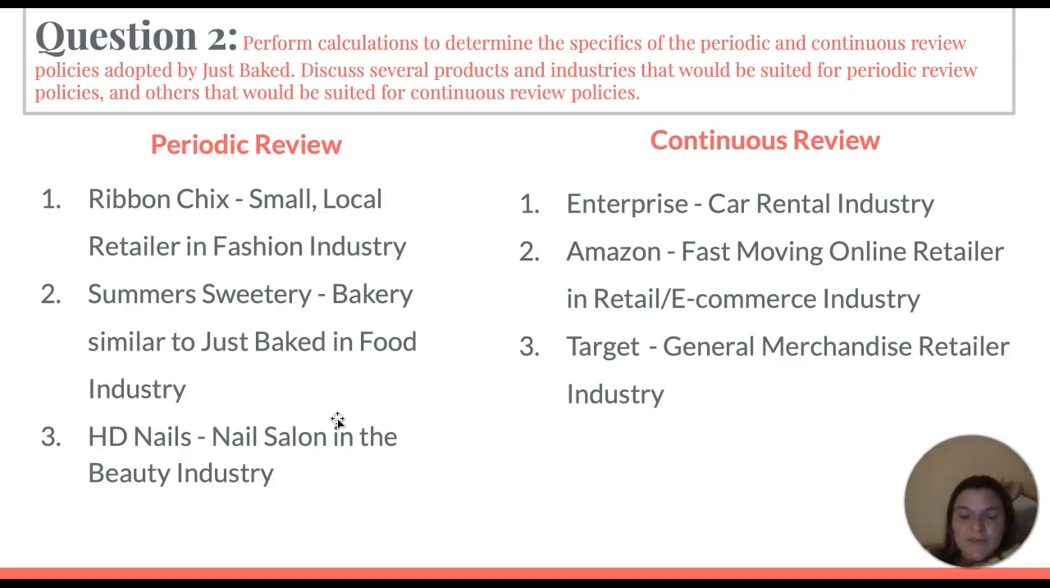Continuous review. One thing I found was Enterprise. It's part of the car rental industry, which I used to work in. They have someone that's continuing to look at their inventory when they need to buy new cars. It does not matter the season, even if summer is busier. Amazon, they do continuous review as well. It's fast moving. Most of these are large companies that have someone to look at this 100% of the time. And then Target, which is a general merchandise retailer, they, again, can pay someone to look at this. Once inventory gets low enough for a highly popular item, they order it again.